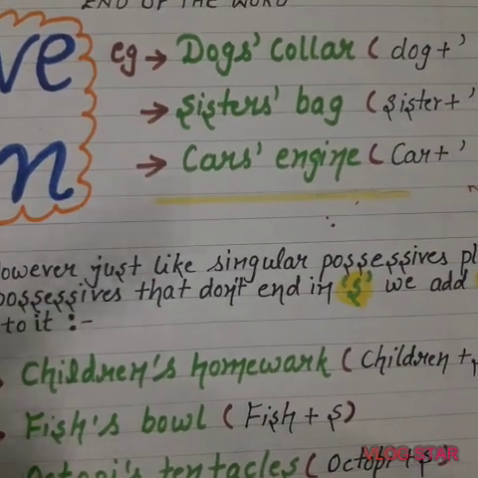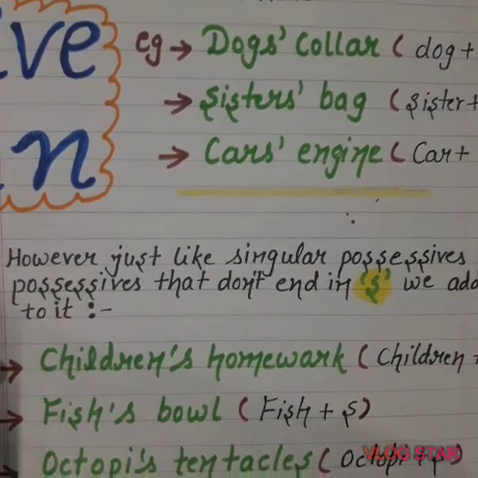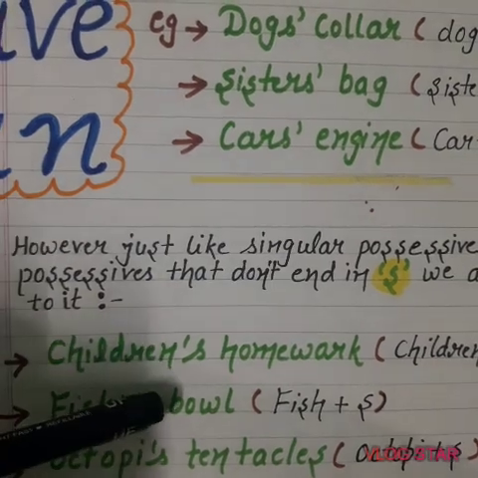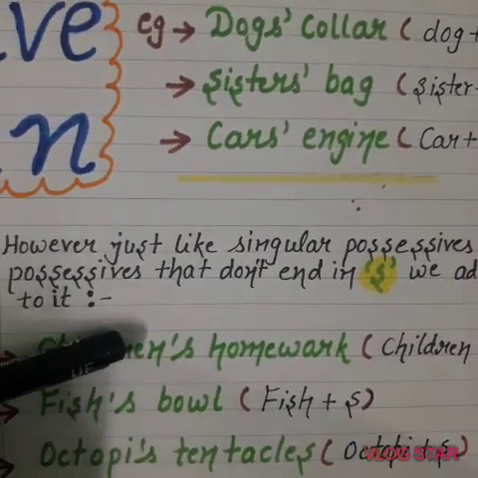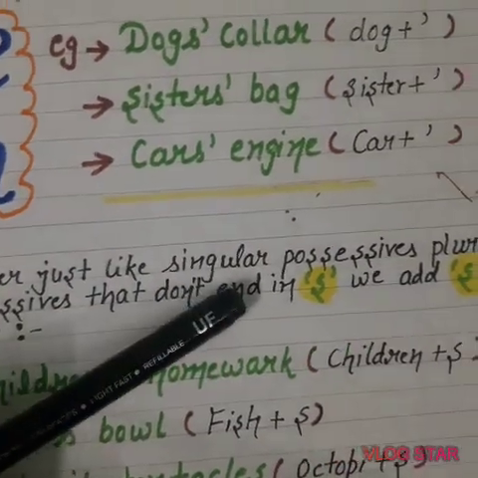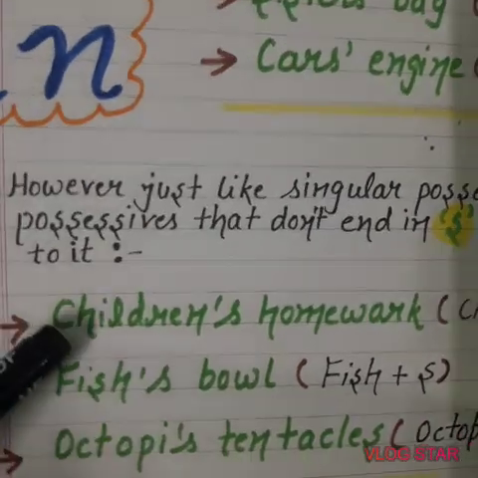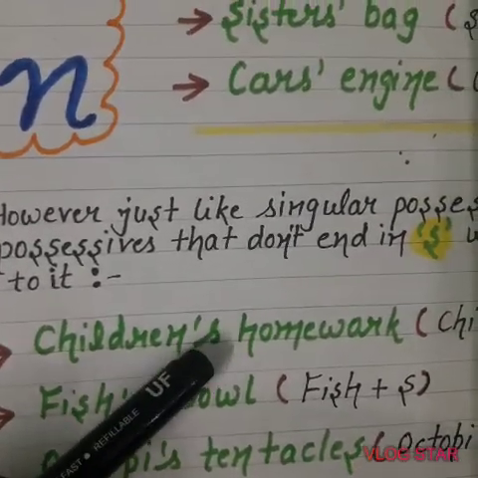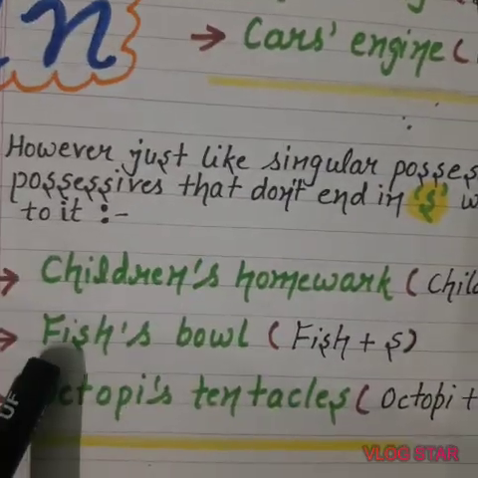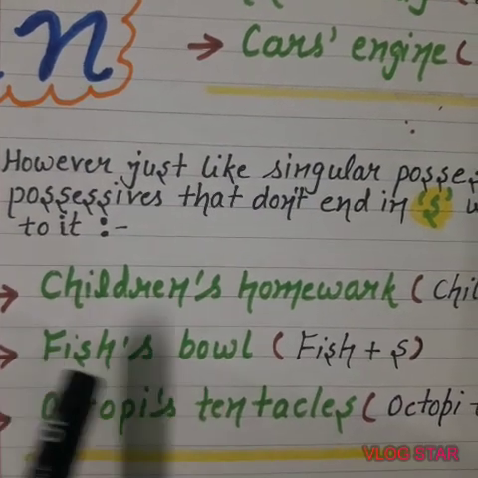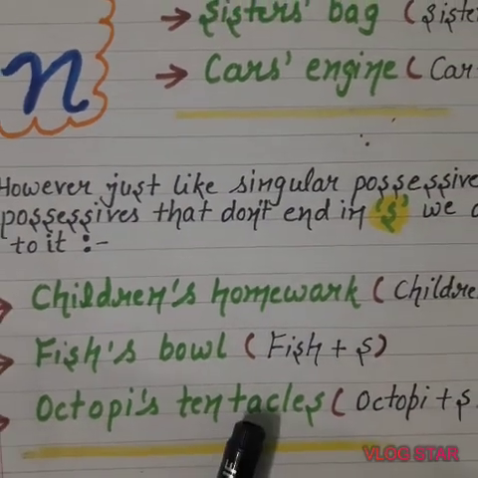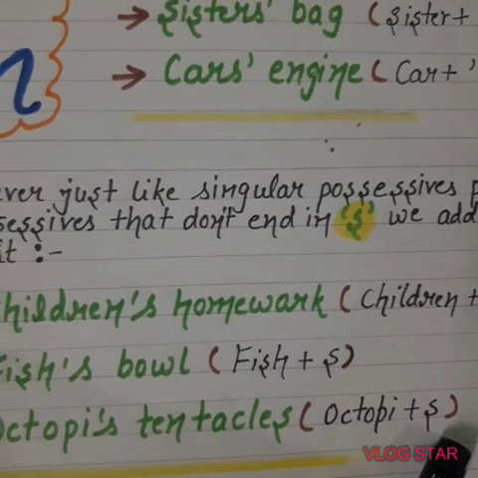All plural forms are not formed by adding s only. Some are quite different. Just like child, the plural of child is children, the plural of tooth is teeth, right? Goose, geese. So these are some uncommon plurals. In that case we add 's at the end of the word, like children. So we will add apostrophe and s. Children's homework. Children plus 's. Fish, the plural of fish is fish. So fish's bowl. Fish plus 's. Octopi's tentacles. Octopi plus 's.